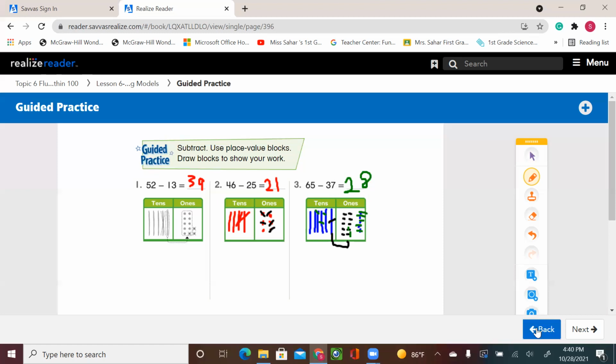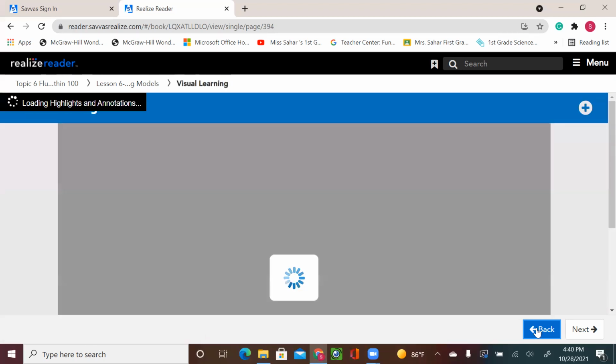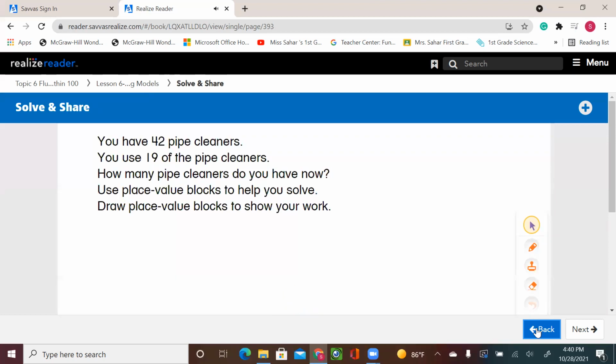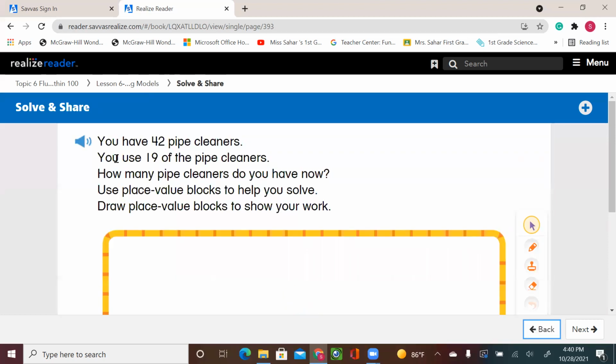All right. Let's go to page 241 and do this example. You have 42 pipe cleaners. You use 19 of the pipe cleaners. How many pipe cleaners do you have now? Use place value blocks to help you solve. Draw place value blocks to show your work and your answer.